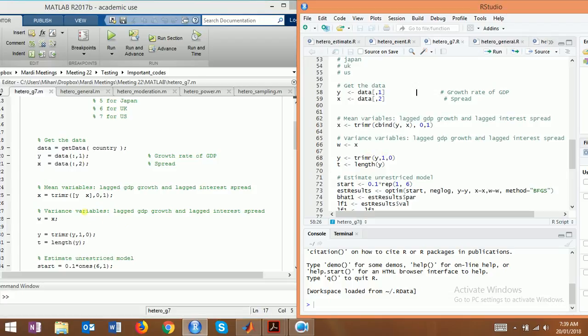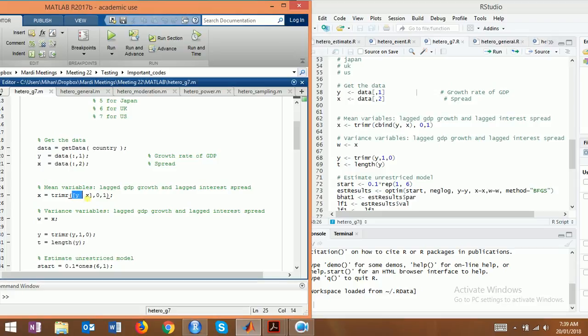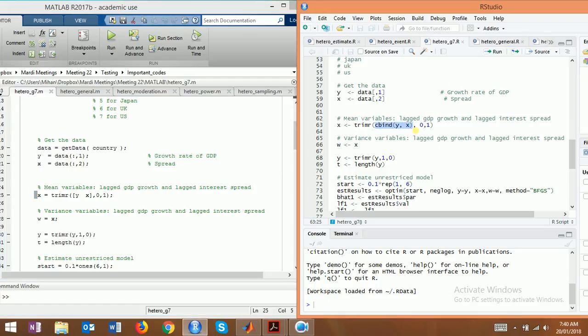We are doing a trimmer YX. We are making it a well, YX, GDP growth and lag, we are in from both. We are taking YT minus 1 and XT minus 1 and representing by X, mean variables, lag GDP and lagged entire spread, because we are trimming one from the last. So column bind, Y and X, they are side by side presented with this function.